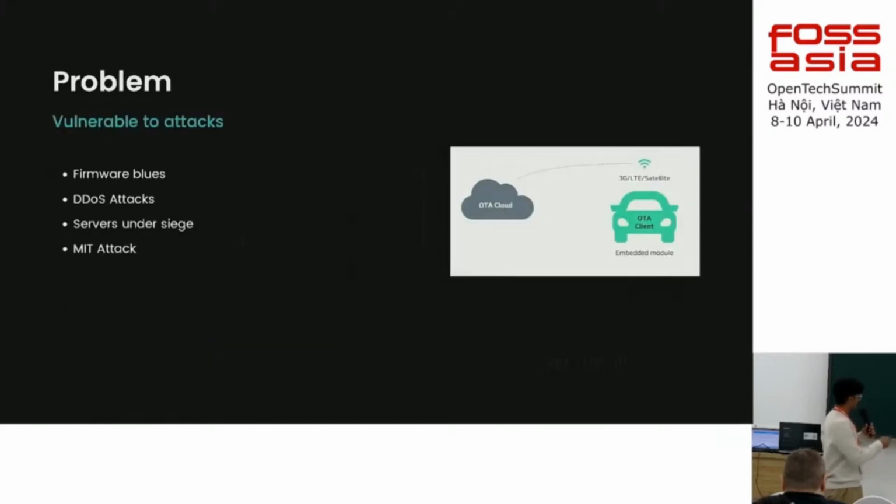So these are the problems with OTA updates. The first one is firmware blues, in which the attackers try to push malicious code into the IoT device, and with the malicious update the IoT device will behave maliciously, obviously. The second one is DDoS attack, in which the attackers sniff in between and then flush your device with random packets, and your device will get into a boot loop. The third one is servers under siege, and obviously it's similar to a man in the middle attack.